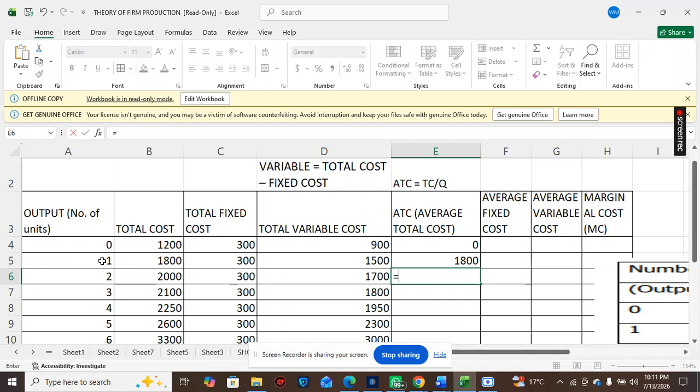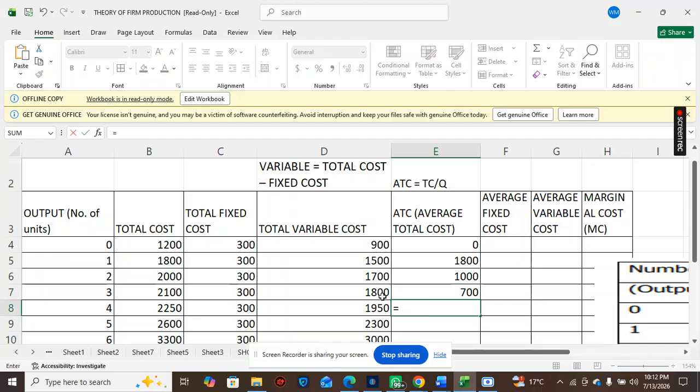When we produce 2 units, our total cost is 2,000. So average total cost, you say 2,000 divided by 2 units, 1,000 kwacha per unit. When we produce 3 units, our total cost is 2,100. So 2,100 divided by 3, 700. So colleagues, I want you to notice the more units that we are producing, our average total cost is dropping. Why? Because the total cost is being spread out amongst the units.